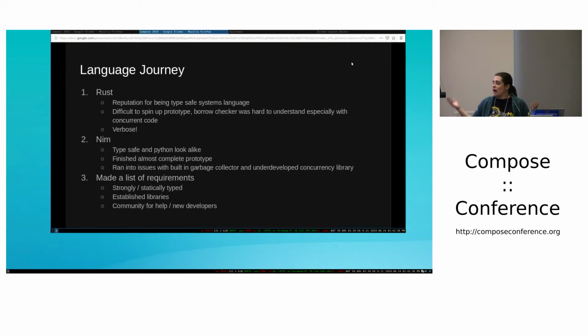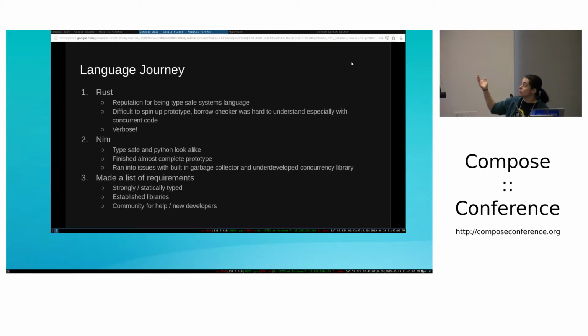So how do we get to Haskell? First, we started with Rust, which I think is pretty reasonable. It's known as being a systems language, and it's very type safe. We had a lot of trouble prototyping. The borrow checker with the concurrency at the time was not our friend. And we also have to think about bringing new people on board, because we have new developers that we needed to have working on this code too. So it was just not a good fit.